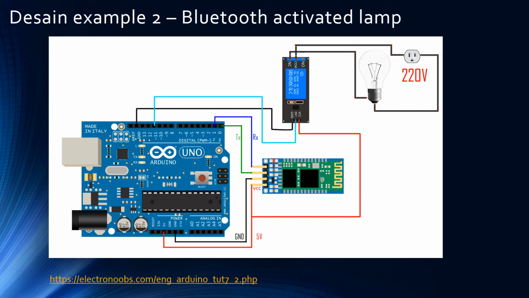Then you need to buy the HC06 Bluetooth module, and the connection is simple. You can see here it only requires 1, 2, 3, 4, 5, 6, 7 wires for the low power parts, and then 3 wires for the AC parts. It's quite easy.